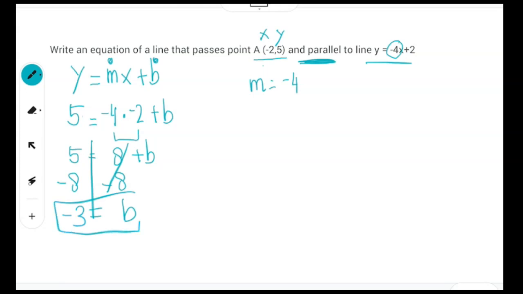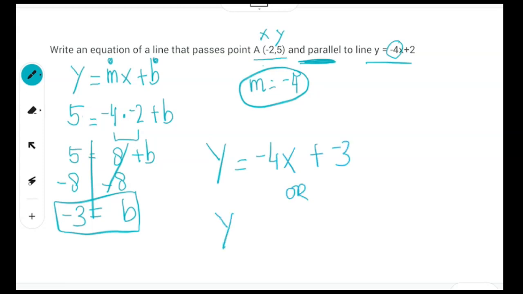So we got both slope and the y-intercept. We're done. So the equation will be y equals negative 4x plus negative 3, or you can also write it as y equals negative 4x minus 3.